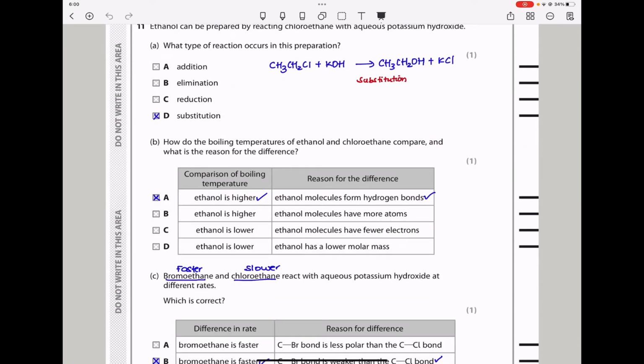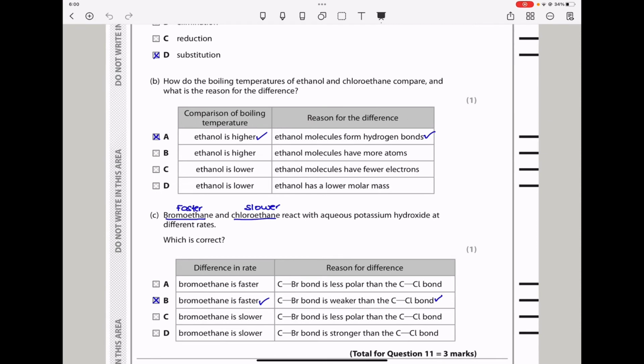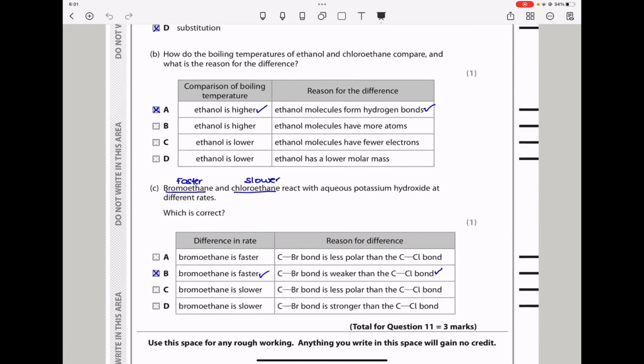Question 11b. How do the boiling temperatures of ethanol and chloroethane compare, and what is the reason for the differences? I expect ethanol to have a higher boiling point because it can form intermolecular hydrogen bonds. When you look at chloroethane, it only forms London forces, which increase as the number of electrons increases. However, if you compare one-on-one, a single London force and a single hydrogen bond do not have the same strength. Hydrogen bonds are stronger, and therefore ethanol molecules will have a higher boiling point in comparison to the chloroethane, so the answer should be an A.